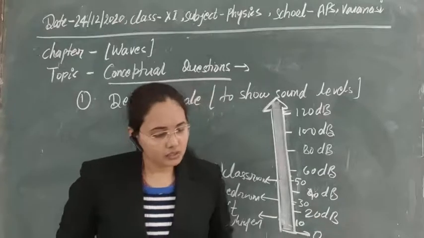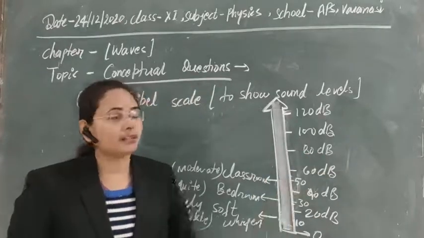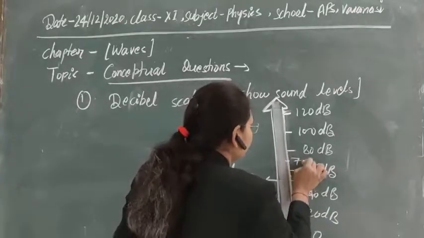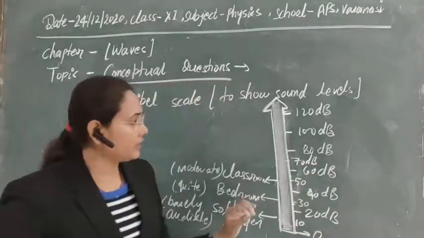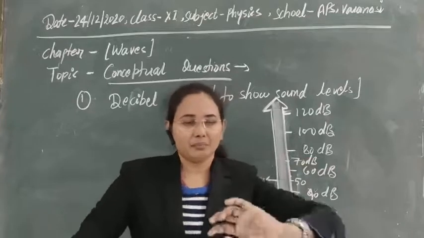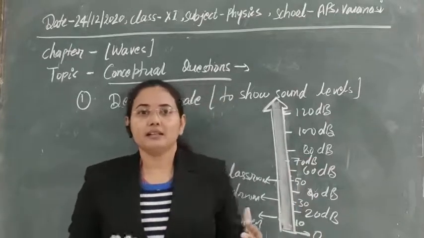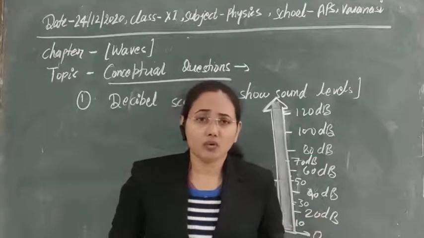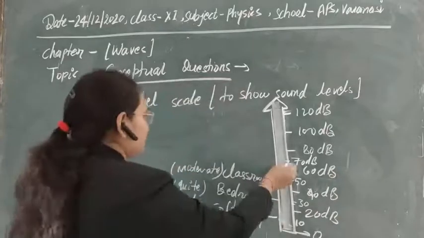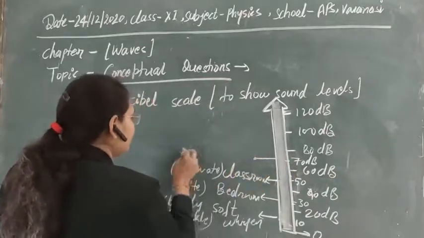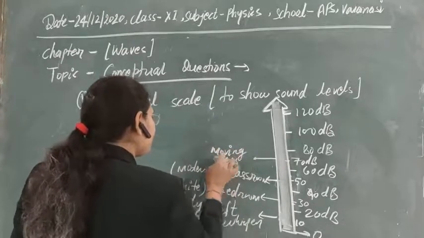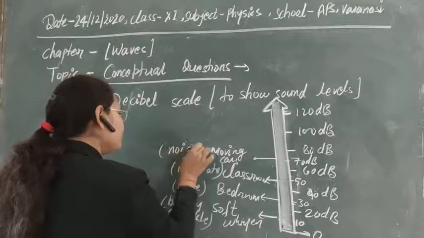Again, the next thing that we observe in our daily life: suppose that we are inside a moving car. Inside a moving car, the sound level that we observe is nearly 70 decibel. So this 70 decibel sound is noisy, and whenever you are inside a car, you feel that there is a lot of noise. So 70 decibel sound is noisy for us. This is the level for the moving car.